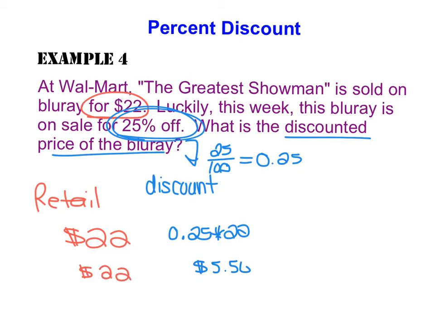And remember, a discount means our price is going to go down. So we're going to subtract that out of 22. And if we take 22 and we subtract $5.50, we find that the new price that we have to pay as the consumer is $17.50. So remember, discount goes down, percent markup goes up.